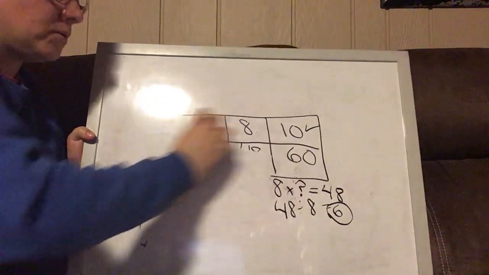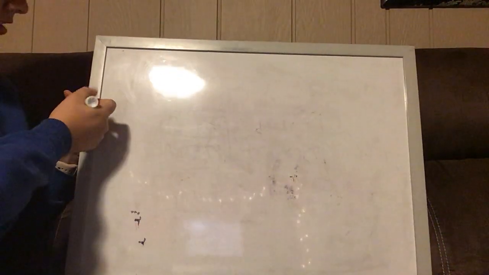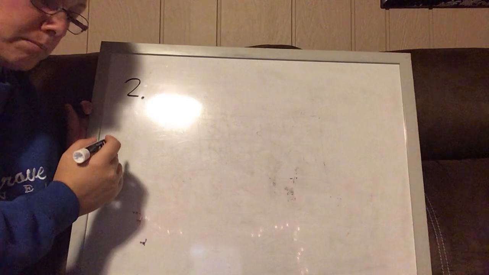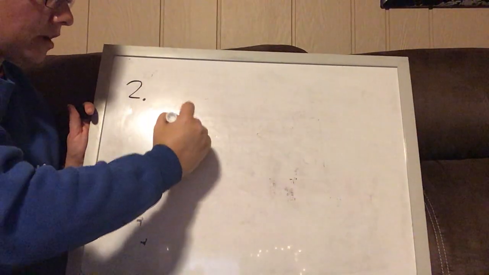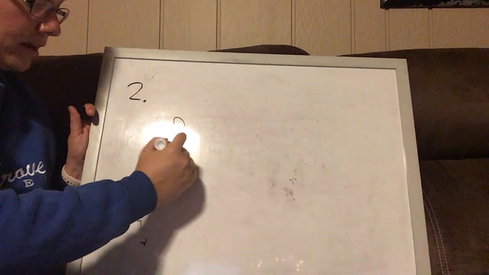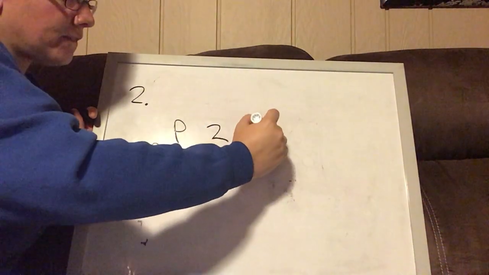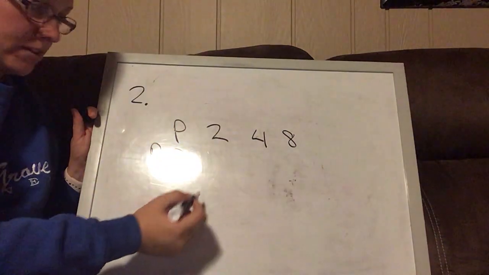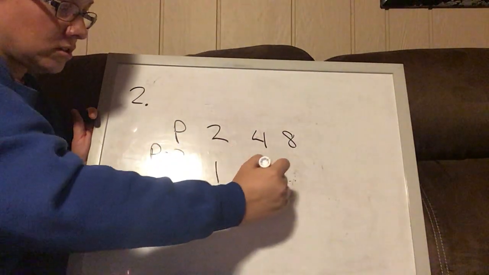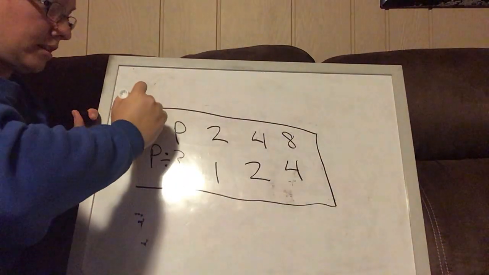Alright, number 2. Remember, we're not artists. We are just going to try our best at our table. Make it as neat as you can. We are looking at the variable p. And we are using division. P divided by what? P is going to be 2, 4, and 8. And give me 1, 2, and 4. I'm going to make my best table I can.